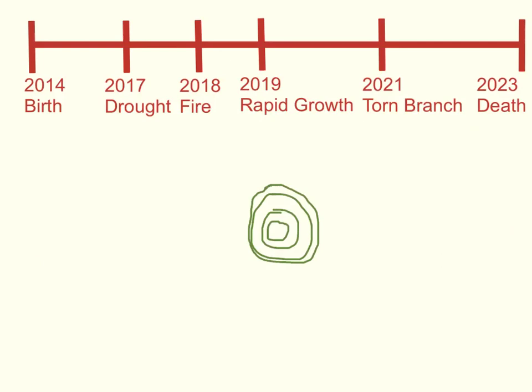There's our drought year for 2017. In 2018, there was a fire. You can draw a normal ring for a fire. After you draw your normal ring, you need to blacken in the area that was burned away by the fire.